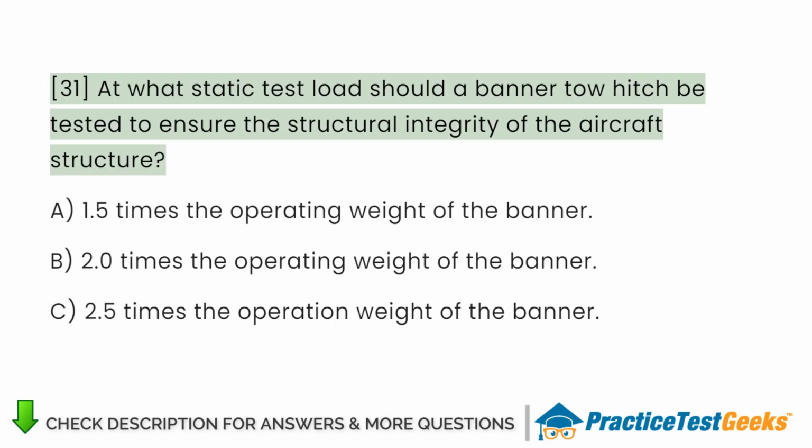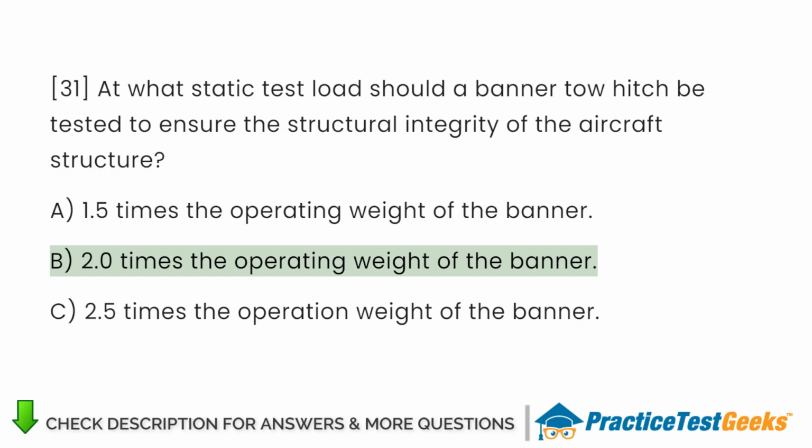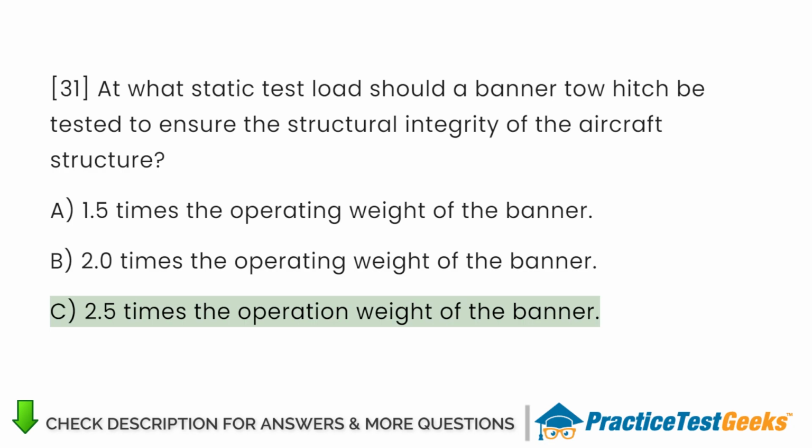At what static test load should a banner tow hitch be tested to ensure the structural integrity of the aircraft structure? A. 1.5 times the operating weight of the banner. B. 2.0 times the operating weight of the banner. C. 2.5 times the operating weight of the banner.